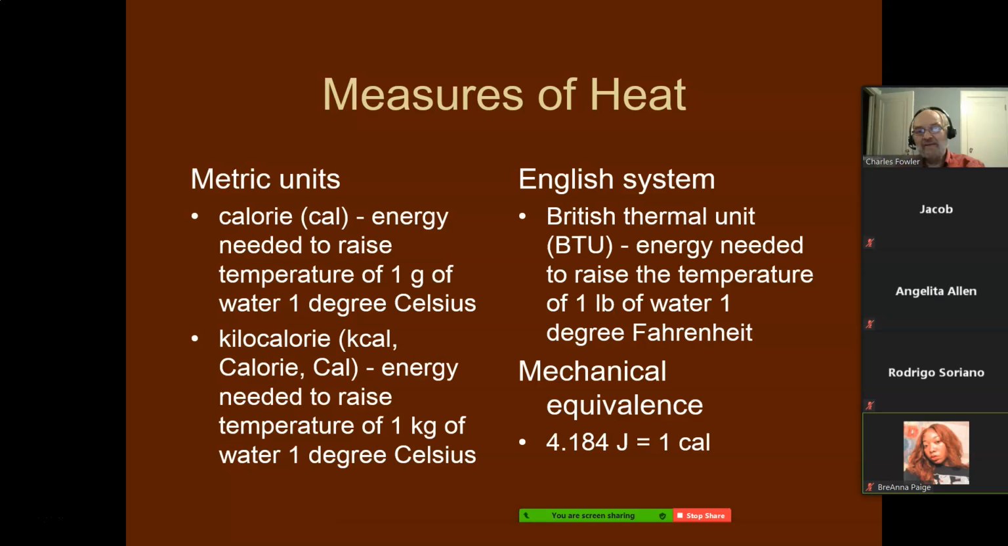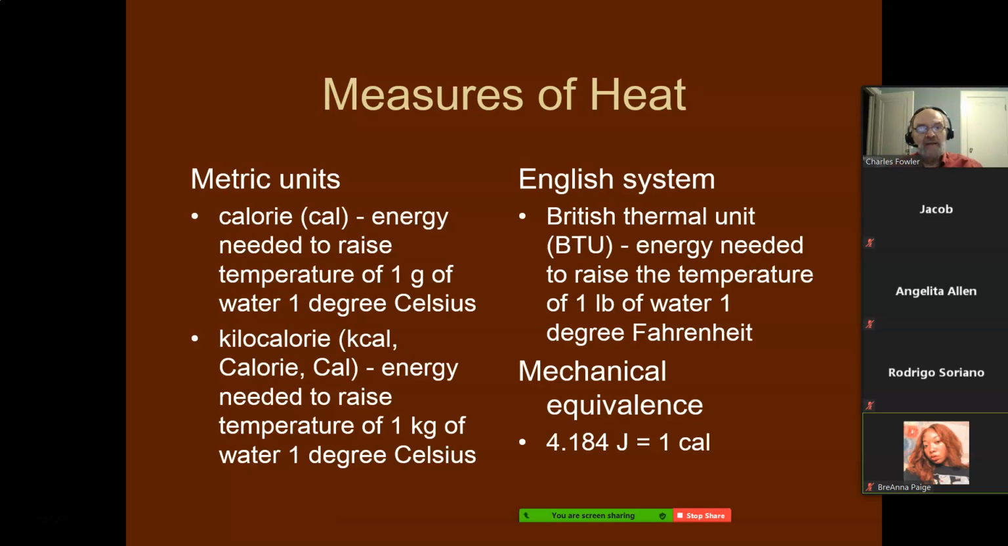Okay. So a kilocalorie would be the amount of energy needed to raise the temperature of 1 kilogram of water. What's a kilogram of water? A kilogram of water would be, let me make sure I've got this right, 10 centimeters by 10 centimeters by 10 centimeters. That would be the size of a block of water. That's 1 kilogram. Okay, the amount of heat required to raise that chunk of water 1 degree Celsius.